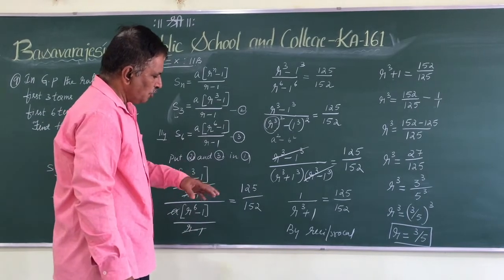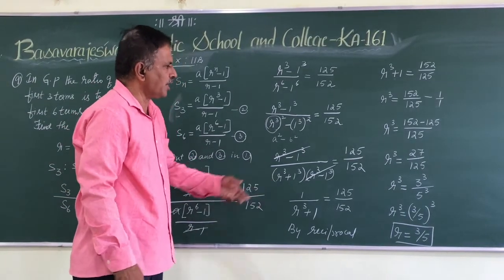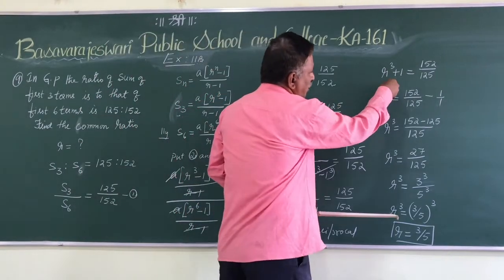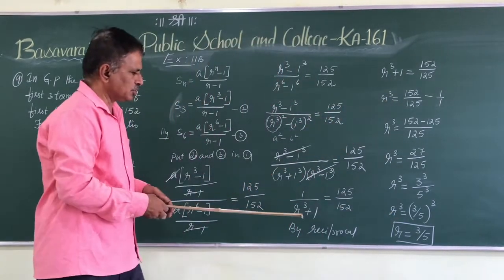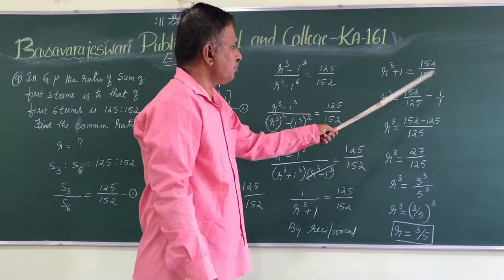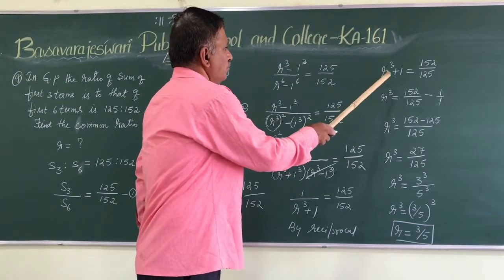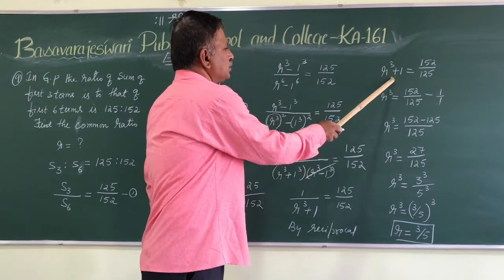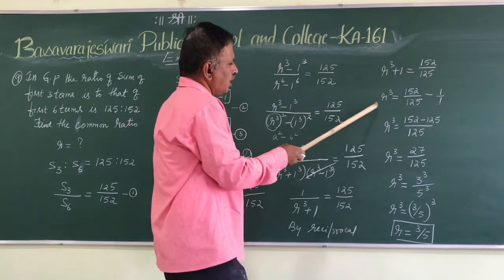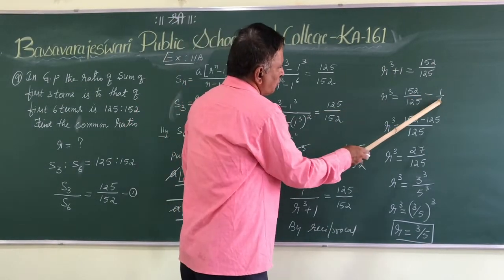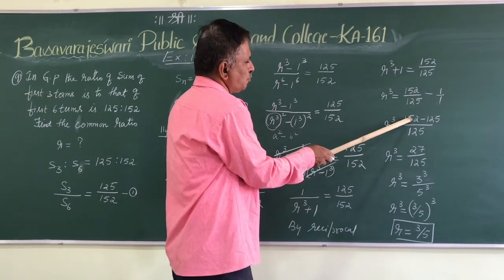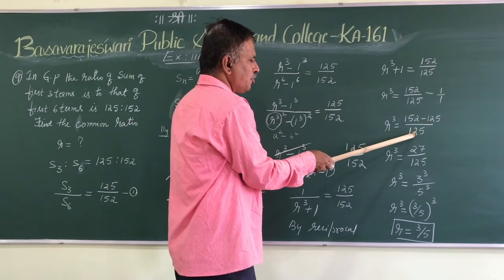I want the r value, hence I have taken the reciprocal of that. So 1 divided by r cube plus 1 will become r cube plus 1 divided by 1. If you want to write it, you can write it, otherwise no need. So 125 divided by 152 will give you 152 divided by 125. Send plus 1 that side, it will become minus 1. So therefore I will get r cube is equal to, these two are fractions. After taking the LCM for these two fractions, I will get 152 minus 125 divided by 125.